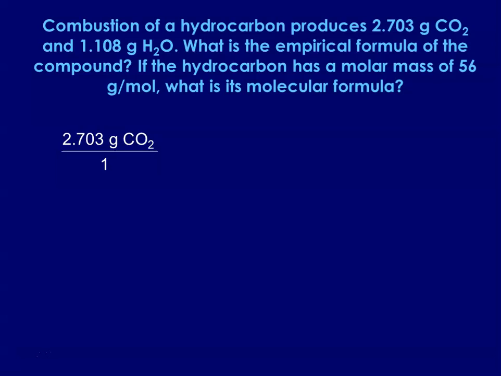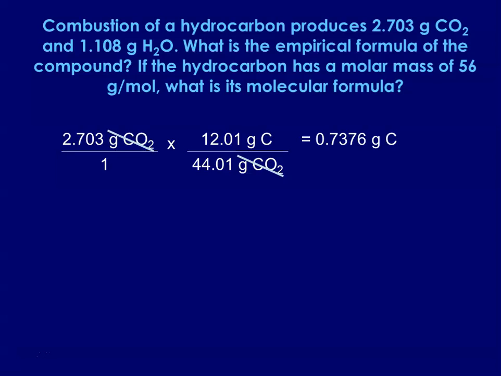So if we started with 2.703 grams of carbon dioxide, we know what the relationship is between carbon dioxide and carbon in this compound. The molar mass of carbon dioxide is 44.01, 1 C and 2 O's. And because there's only one carbon in CO2, the mass of carbon would be 12.01 towards that 44.01 grams. The grams of CO2 cancel out, and when I multiply and divide, I get that 0.7376 grams of that compound, the 2.703 grams of CO2, was made of carbon. Again, we're assuming everything went perfectly. That's the only way you can really do problems like this.